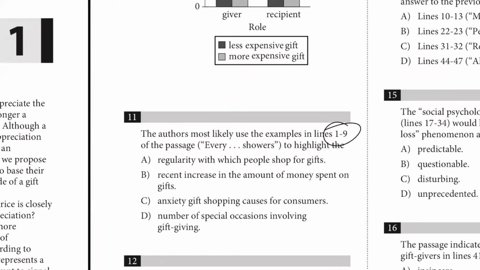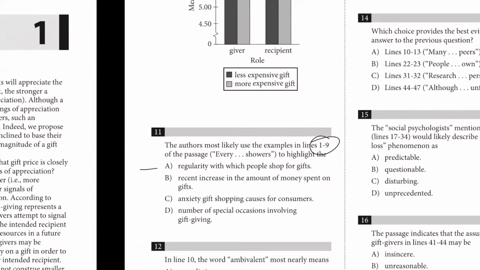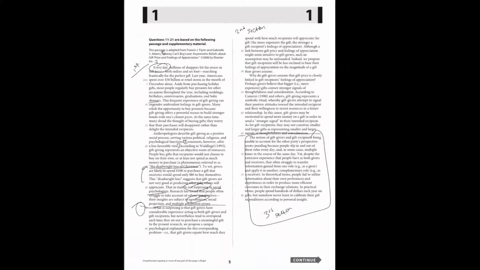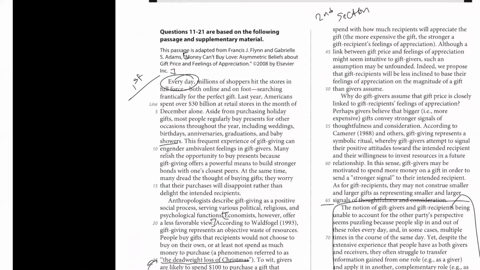It talks about the regularity in which people buy or shop for gifts, right? So A is fine. B: recent increase in the amount of money spent on gifts. One thing to keep in mind with the recent increase, you can only talk about a recent increase if they provided a different date, right? They don't say like 2 years ago people only spent $15 billion in December, but last year they spent 30 billion, so that's an increase. They're not saying that. They're only giving us one point in time. Last year they spent over $30 billion. They don't give us 2 points, so we can't indicate an increase or decrease.